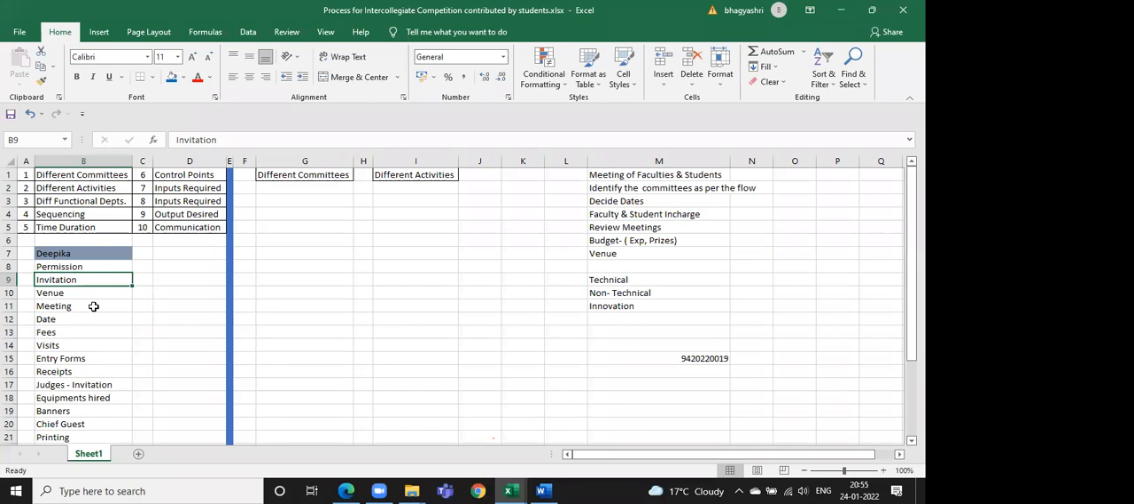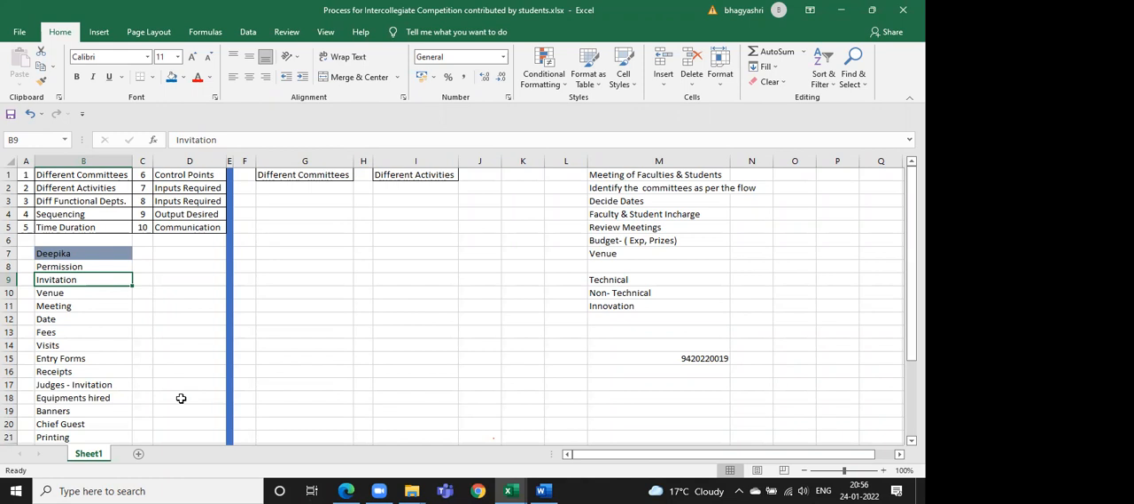Meetings, let us think about that. Date, fees, visits by students to different colleges, visit by guest to the college, so this will be taken care of by the guest committee. Entry forms will be taken care of by the management committee. Receipts, judges invitation, we are having a judges committee.